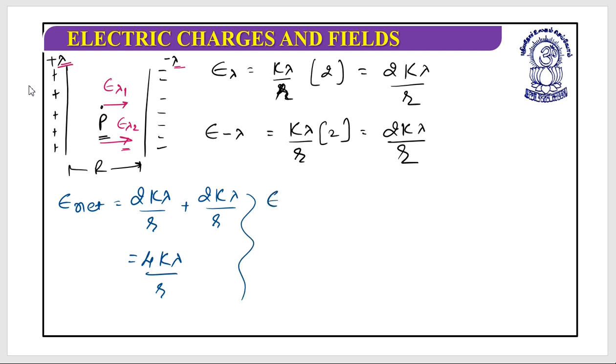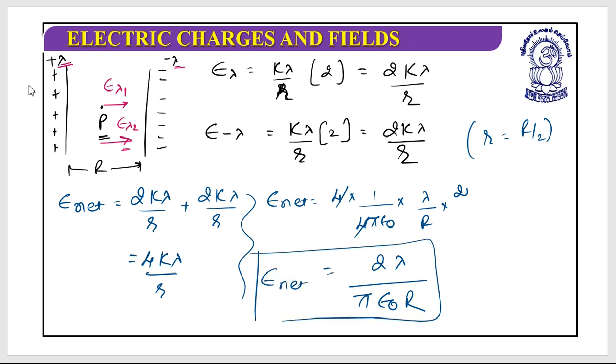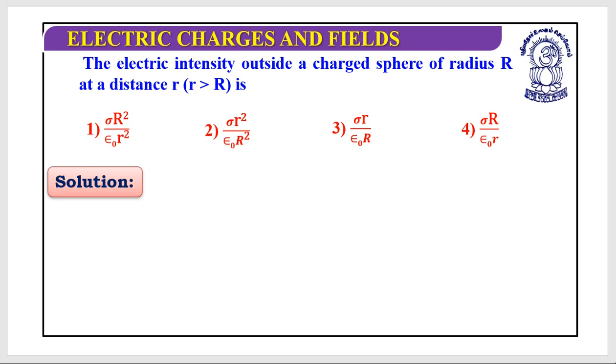If I write this, E net is equals to 4 into k, which is 1 upon 4 pi epsilon naught, multiplied by lambda, and my r is r by 2, as it is exactly the midpoint. So this r would be 2. So 4 would be gone, and the remaining term is 2 lambda divided by pi into epsilon naught into r. This is E net. What was your answer? Did you get the same thing? Great. Do it fast. The time is going. Next question.